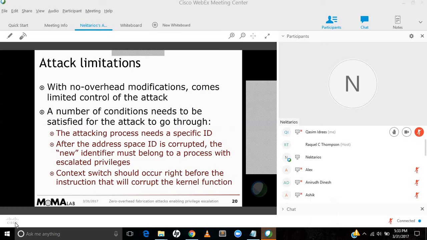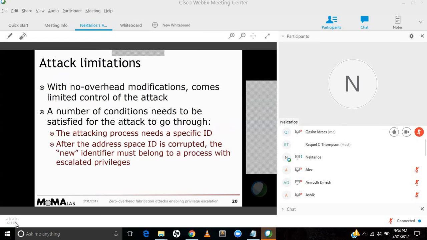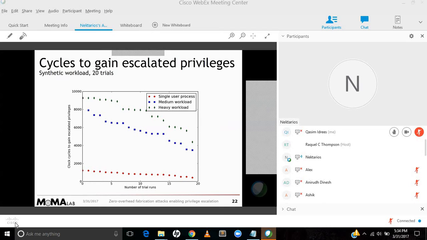And finally, as soon as you do the context switch, you need to immediately corrupt the kernel function. So there is a timing window that you need to modify this PAL code that is shown here. You need to do it very quickly, put a return instruction in kernel space, and then invoke it to be able to succeed. However, this can happen, as I'm going to show you here in the results.